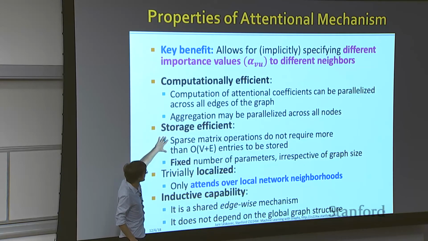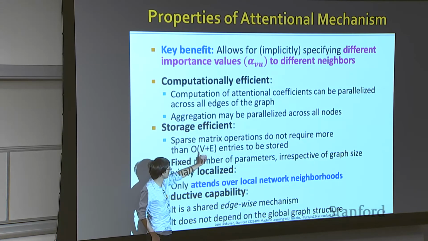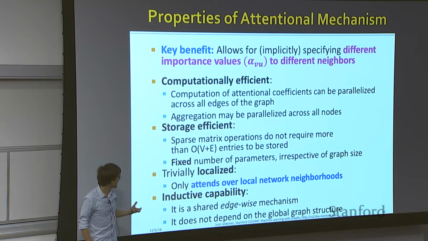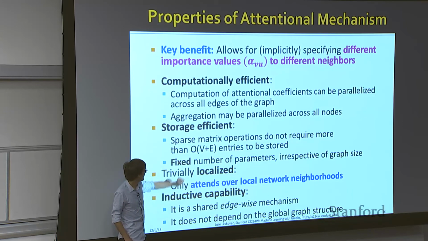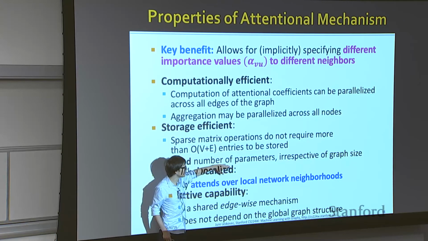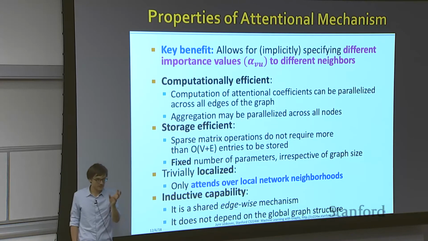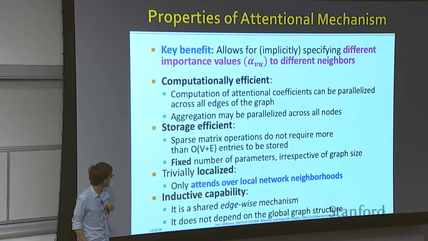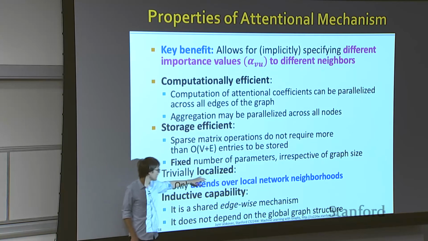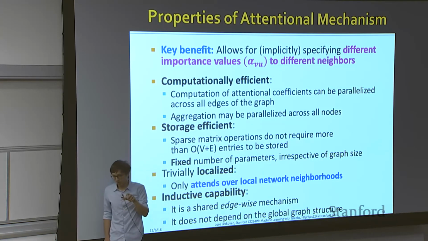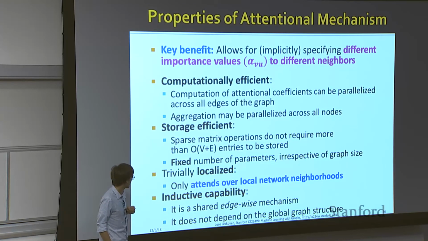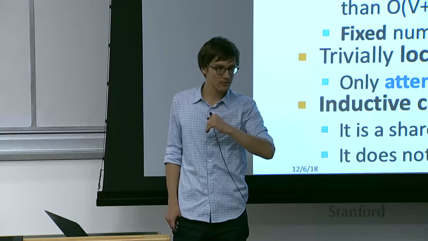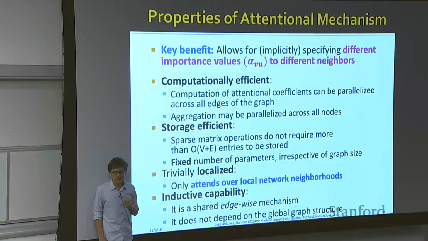It is also storage efficient because all we need to store is the information about the nodes plus the information about the edges. So this is still linear in the size of the graph, and it has a fixed number of parameters regardless of the graph size, because the attention mechanism is just a function that we are applying across all of the graph. And again, it's trivially localized in the sense that it attends only over the local graph neighborhoods. And it's still inductive, meaning we can still apply it to nodes we have never seen. We can apply it to graphs we have never seen.